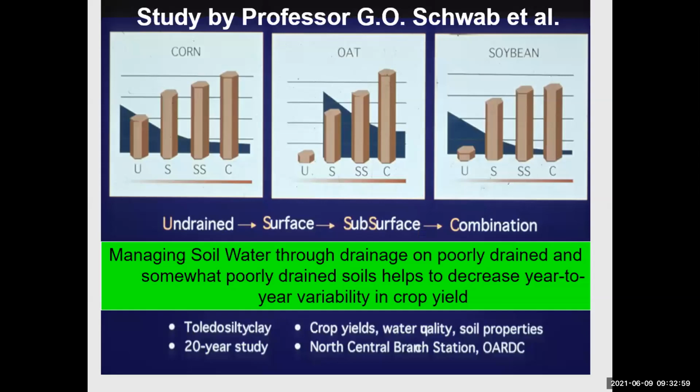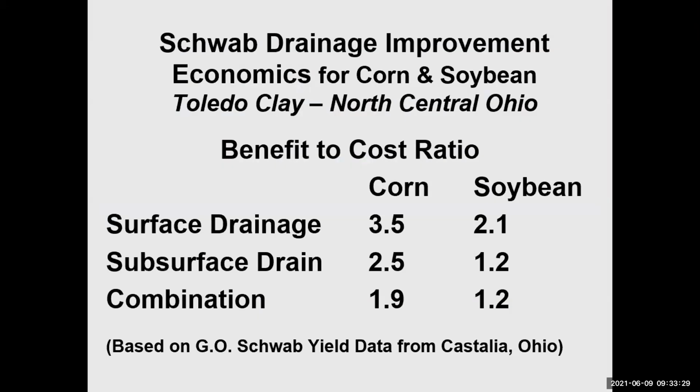Now, we also use some of Glenn's data to illustrate the situation with oat and soybean. And what you see there with oats is that in his study, in the 5 years that he actually studied oats, they had no yield on the undrained condition. But you can see again, we still have the trend of reducing year-to-year variability as we improve the management of the excess water.